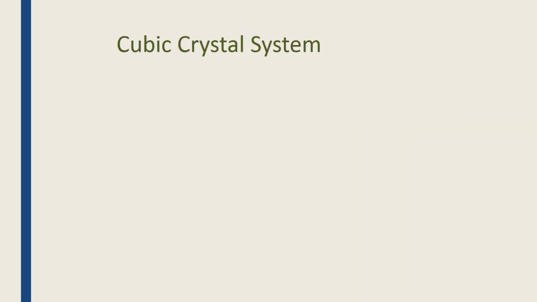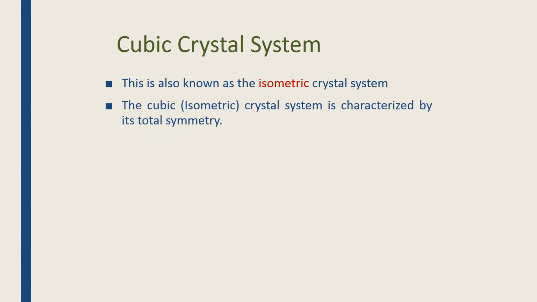Okay, so let's start with the cubic crystal system first. As we mentioned, it has the highest symmetry elements. We call it the isometric crystal system, and iso here gives us an indication about the homogeneity of the crystal. So we have the same dimensions, same lengths of axes, similar faces, like that. You will see this later. The cubic isometric crystal system is characterized by total symmetry.